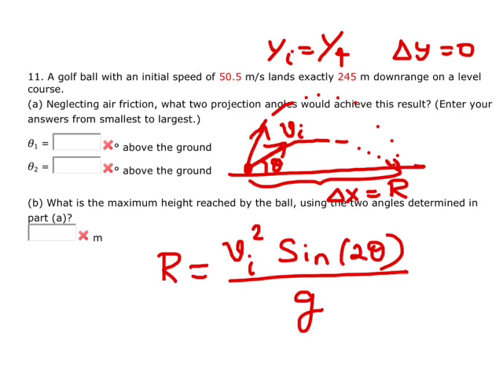So what's given here is my r. R is 50.5, that's given. And sorry, that's not r. R is 245 meters, that's given. And the speed is 50.5, that's the vi. And g is 9.8, so you just have to substitute in here to solve for 2 theta, and then you can get theta from there.